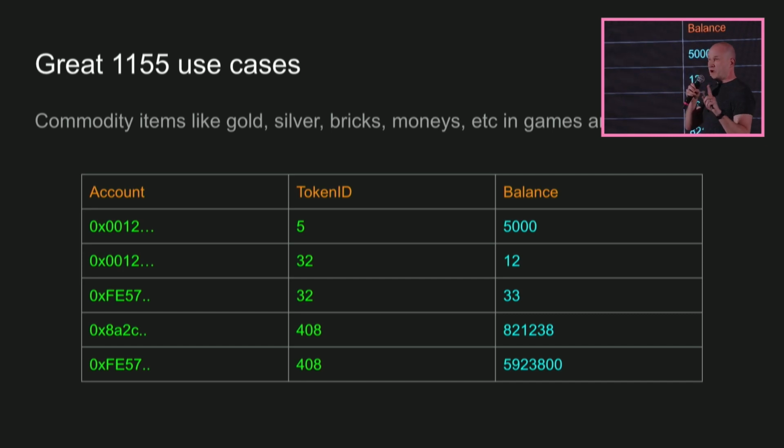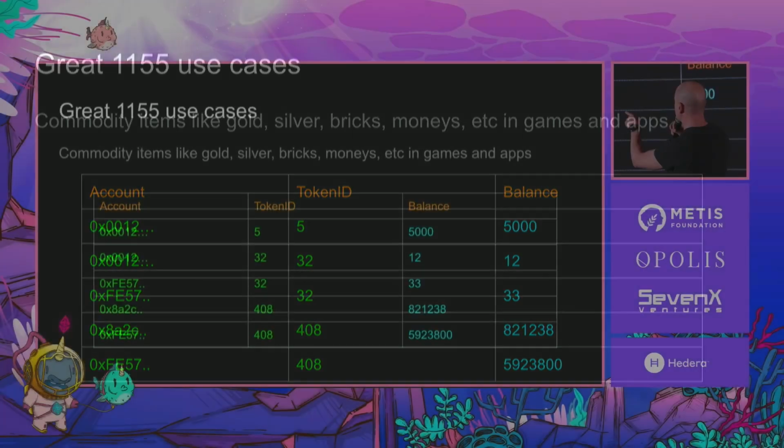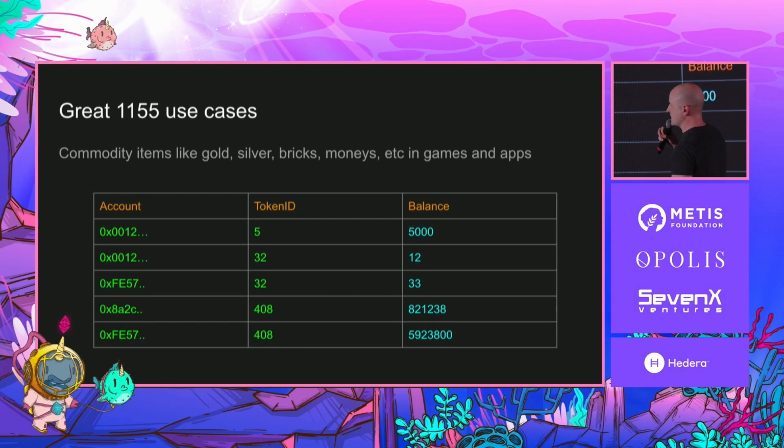But 1155 is super awesome at what it is, right? One of my favorite use cases for it are commodity items. So say you're building an app and you want to have something where you're issuing gold, silver, some kind of monies, right? Bricks, let's say, in some kind of app. If you can see, this would be an example sort of table that you would have in an 1155.